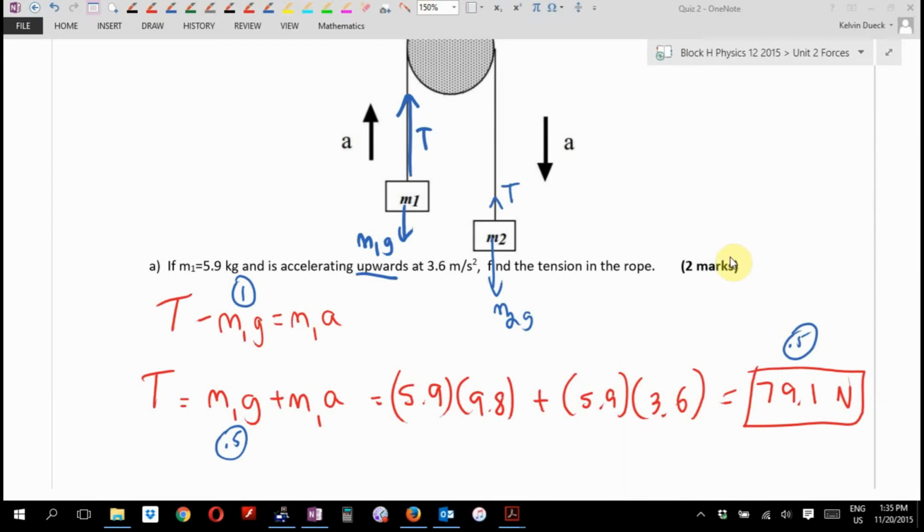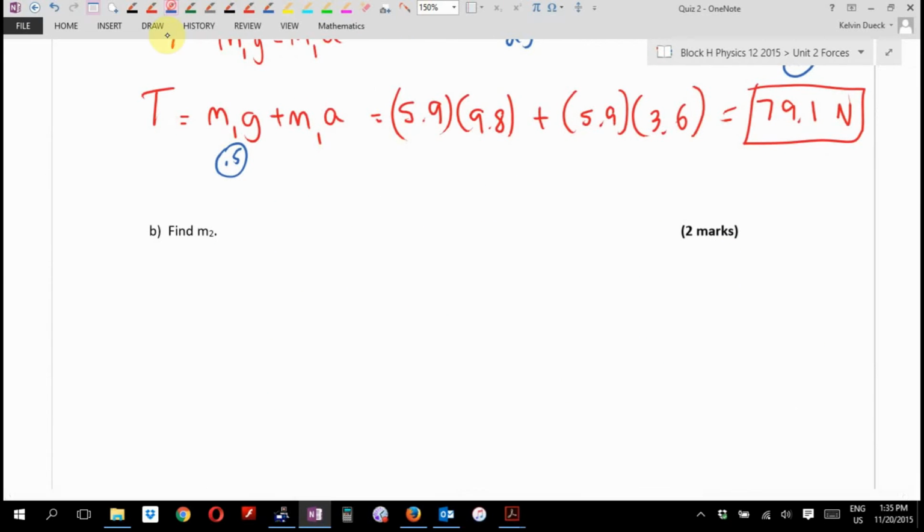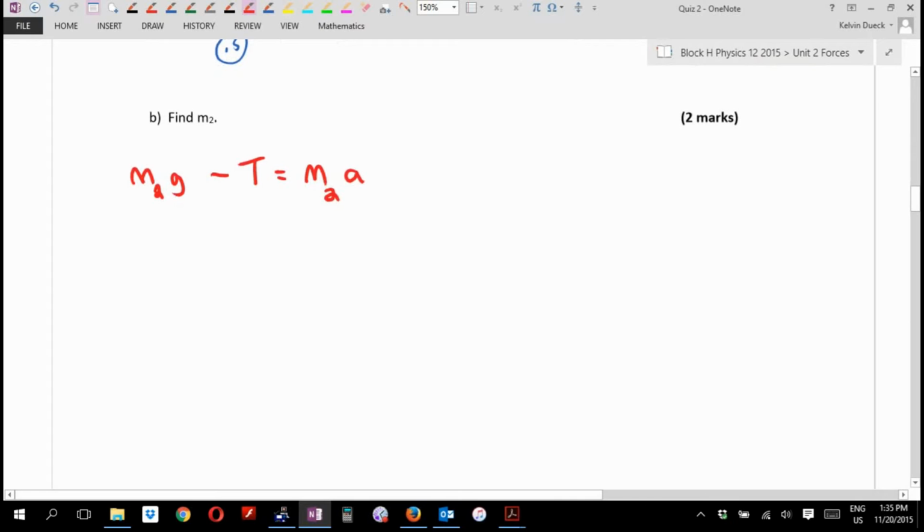Here we go. So I think my equation is going to be M2G minus tension equals M2A, and I'm trying to find M2. Oh, how many M2s are there? How many would I prefer? Let's get them to the same side. We've seen this a little before, yeah? It's going to be M2G minus M2A equals tension. How many M2s are there? 2. How many would I prefer?